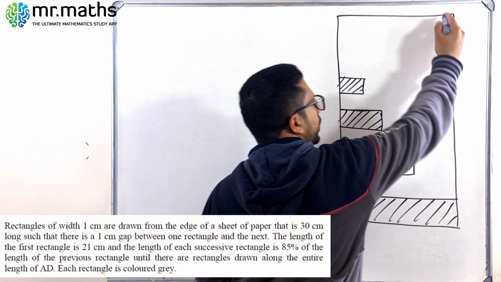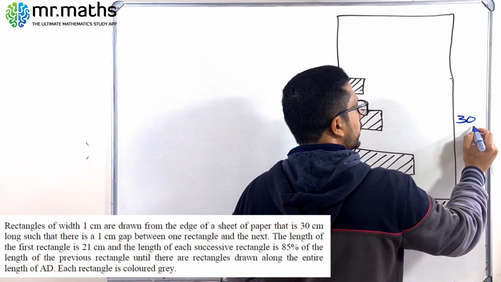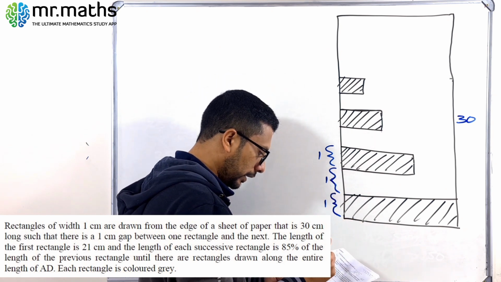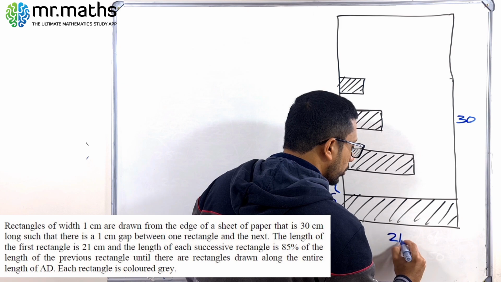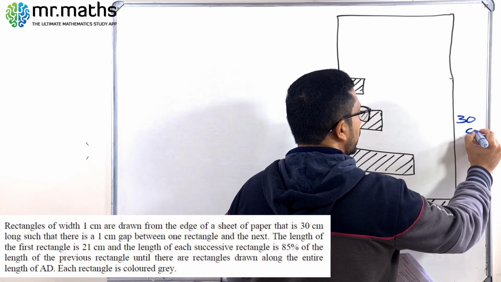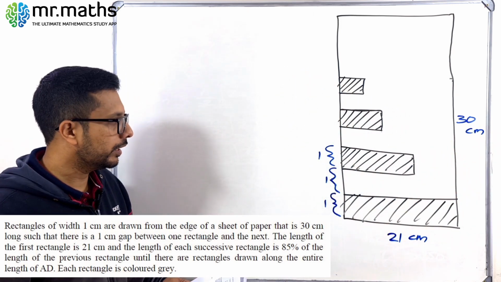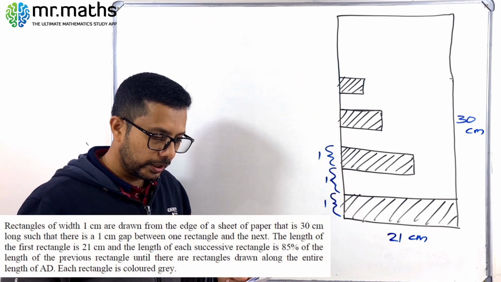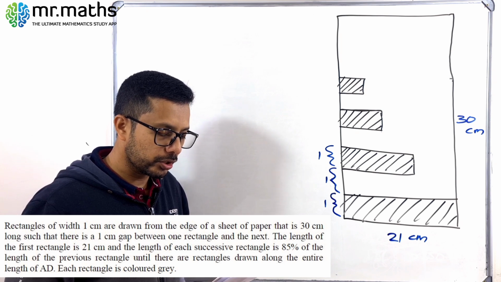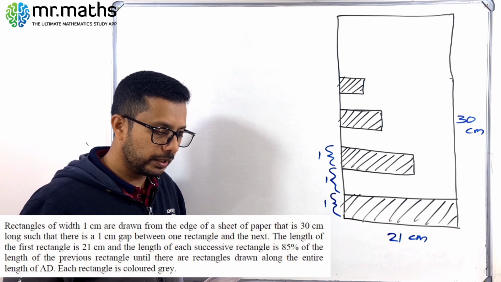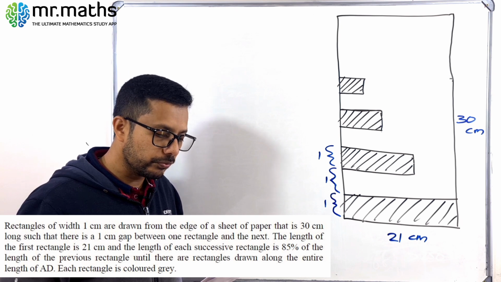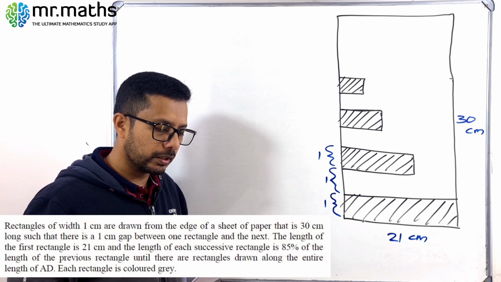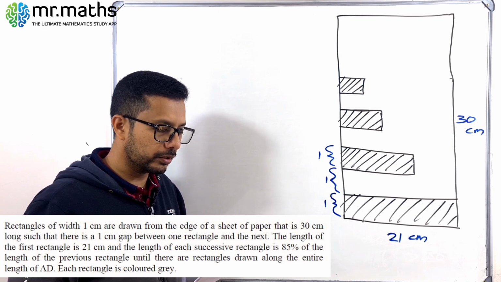Okay, and what is the total length given? It is 30 centimeter. Total length is 30 centimeter. Now, and here the width is also given. The total width is 21 centimeter. This is 30 centimeter. You understand? And each of this width is 1 centimeter, 1 centimeter, like that. Okay, the length of the first rectangle is 21 centimeter and the length of each successive rectangle is 85% of the length of the previous rectangle until there are rectangles drawn along the entire length of AD.